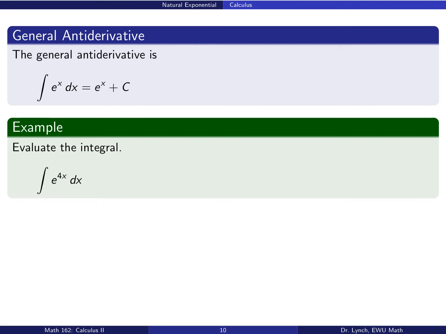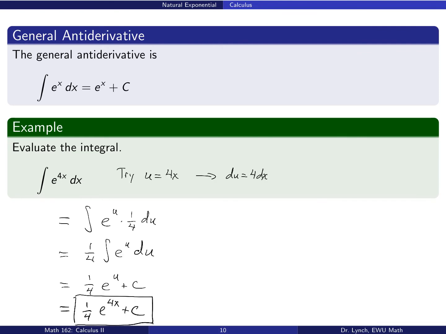Here we'll use a simple u substitution to simplify the integrand. So here's our simple u substitution, u equals 4x, giving us du equals 4 dx, or dx is 1/4 du. Rewriting the indefinite integral in u world, we end up with 1/4 times the integral of e to the u du, which is just 1/4 e to the u. And back in x world, 1/4 e to the 4x plus a constant.